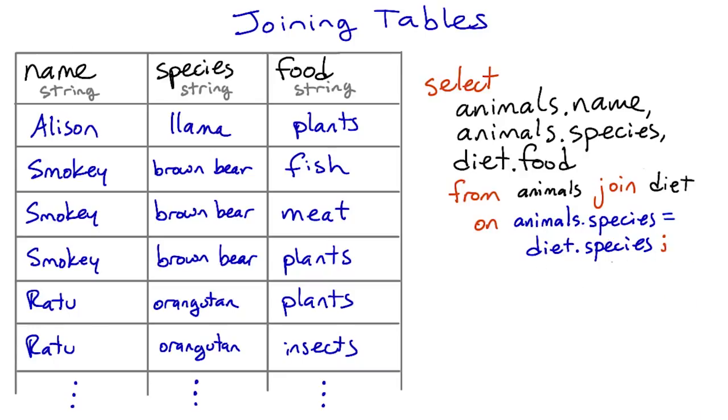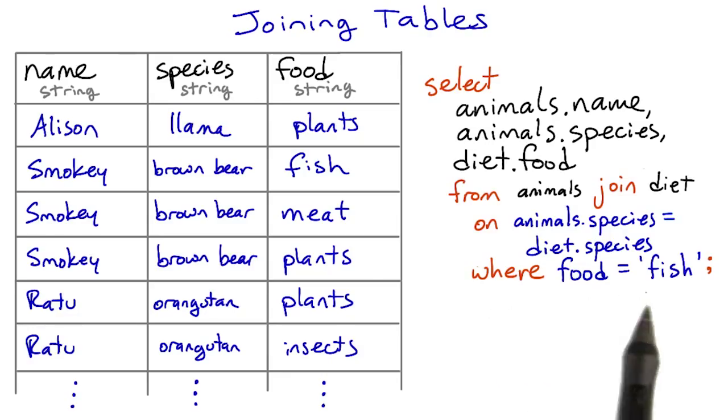But we just want the animals that eat fish. We saw earlier that we can ask the database for just rows matching a particular criterion with a row restriction like this one. The same query, but now it ends with where food equals fish.